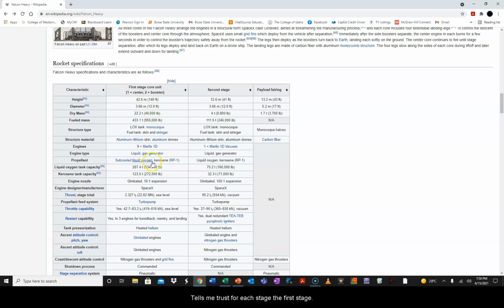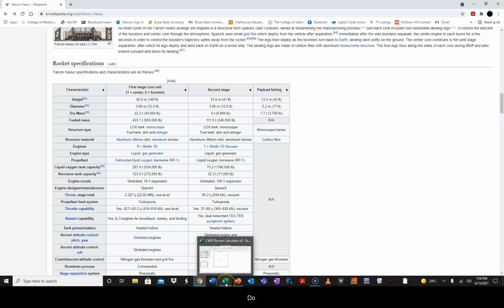The first stage, the thrust for the total stage. For the first stage, my total thrust in newtons is 22.82 meganewtons, MNs. Those are millions of newtons.